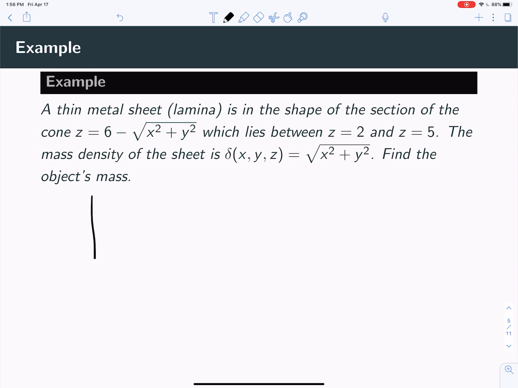So we've got some cone, kind of looks like that part of a cone, except it only lies between z equals 2 and 5, so we've kind of cut it off between 2 and 5. So what you really have is maybe what you'd call the frustum of a cone, I think is the term for it. And what happens is this surface has different densities at different places, so that's the density.